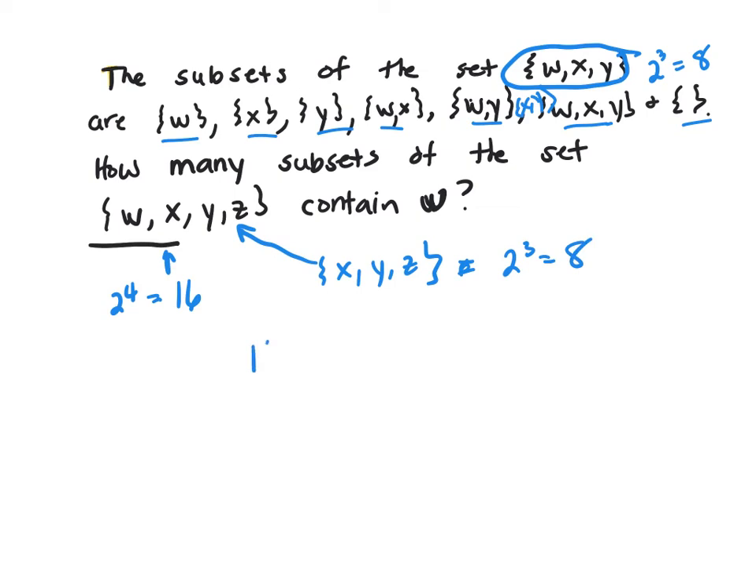So if you take 16, which is all of them, minus 8 of these are the ones that do not have a W, the rest of them will have a W. So the answer is 8.